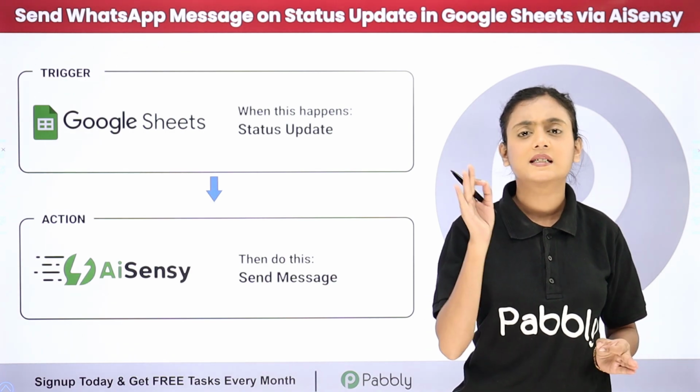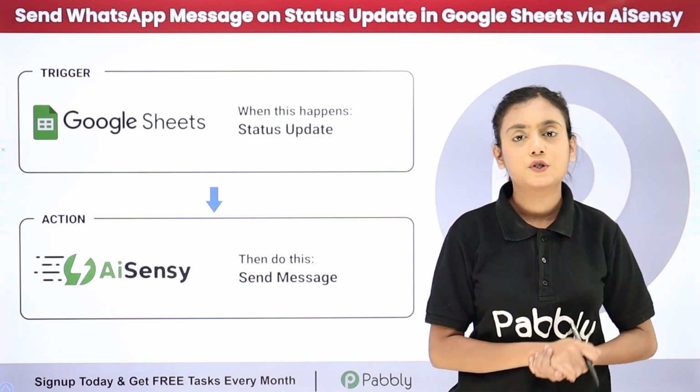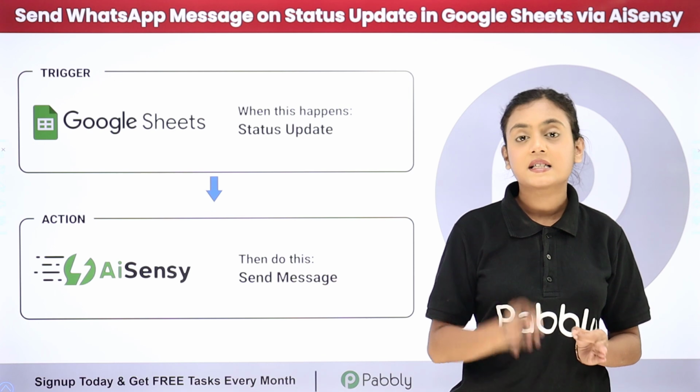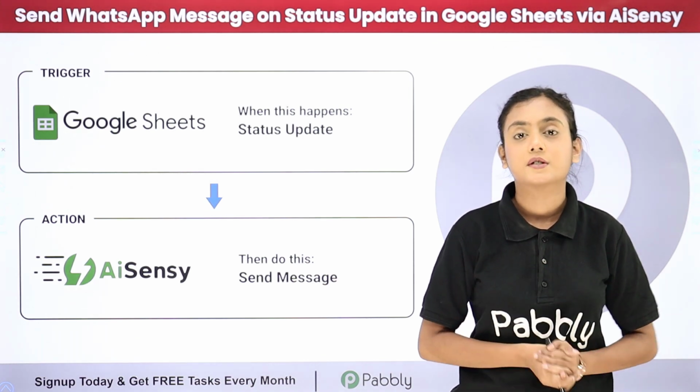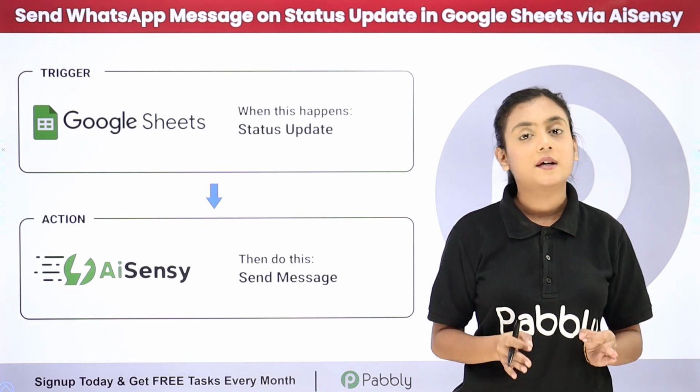Here what I want is that as soon as the status of any product is updated, like the stock is updated in my Google Sheets, I want to send that update as a message on my staff members' WhatsApp. Now, sending this notification manually will be very time consuming.